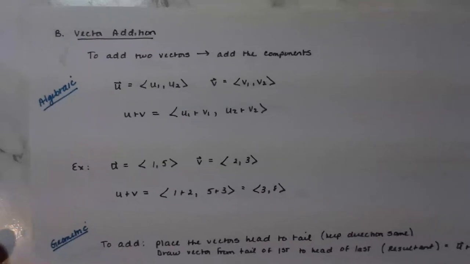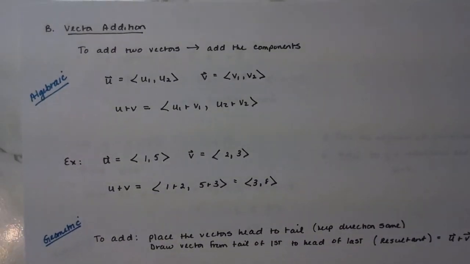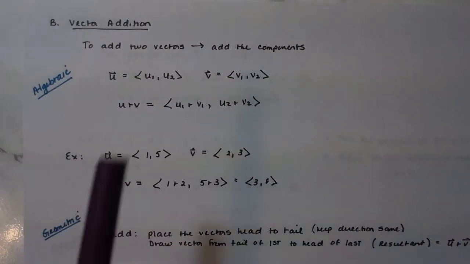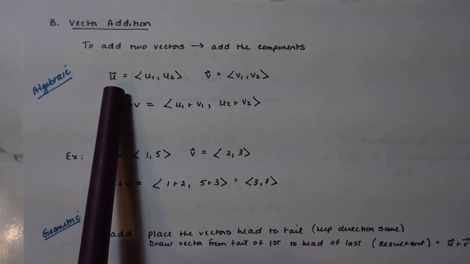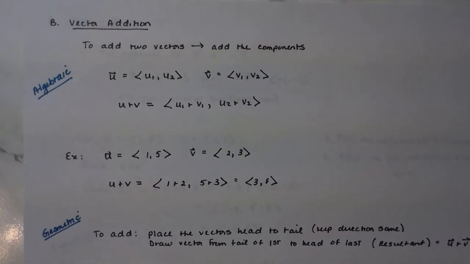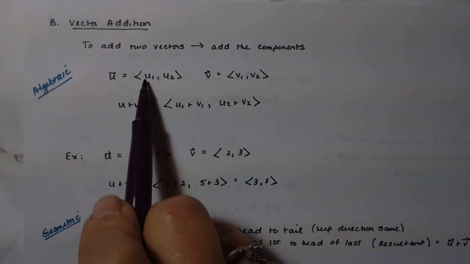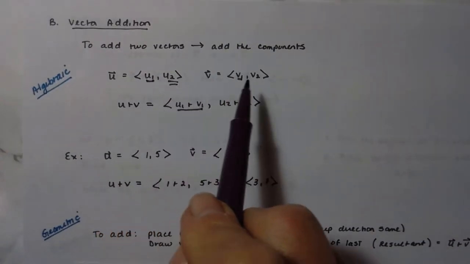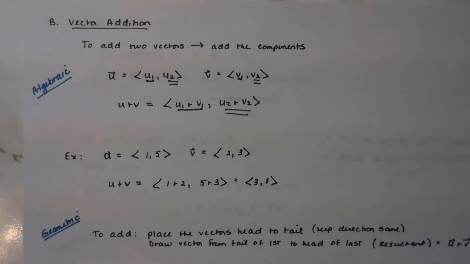Moving right along, we're going to look at adding vectors, okay? There's an algebraic way to do it, and then there's a geometric way to do it. Okay, so if we want to add two vectors, all you do is add the components. So if I have vector u and vector v in component form, then to find the sum of those, all I'm going to do is add the corresponding components to get this component, and then add u sub 2 and v sub 2 together to get this one.